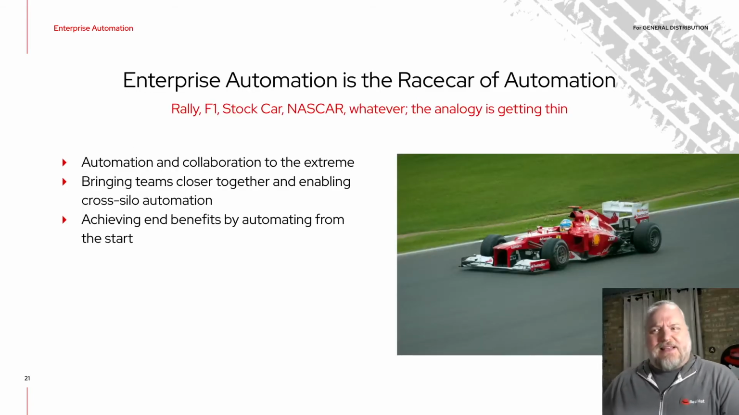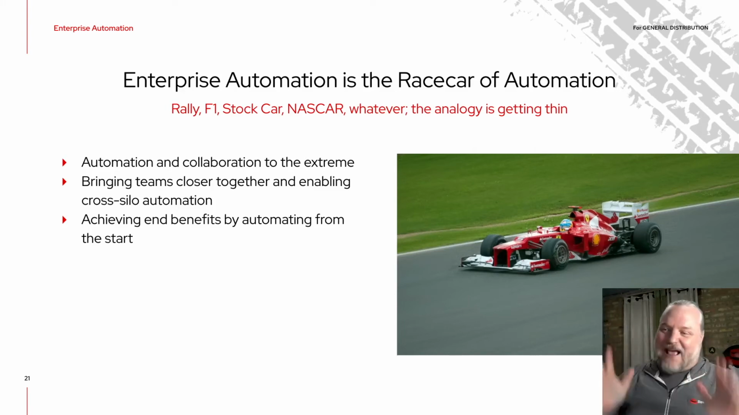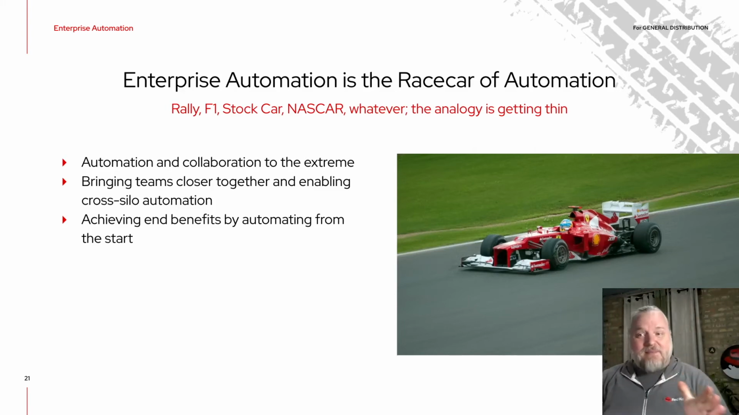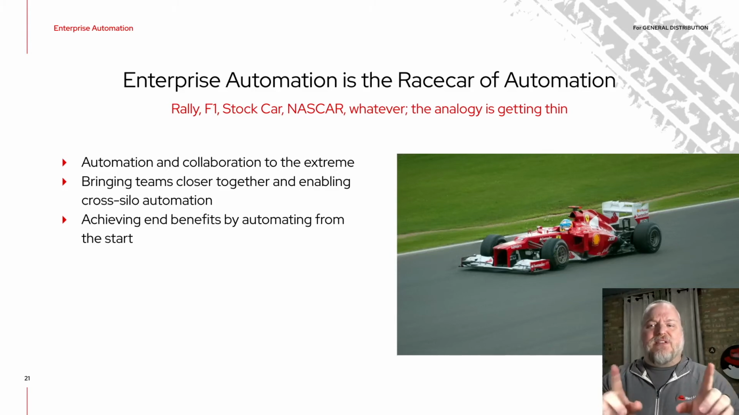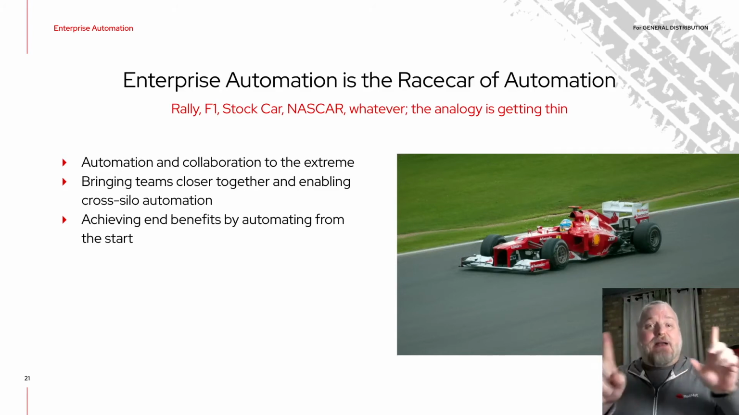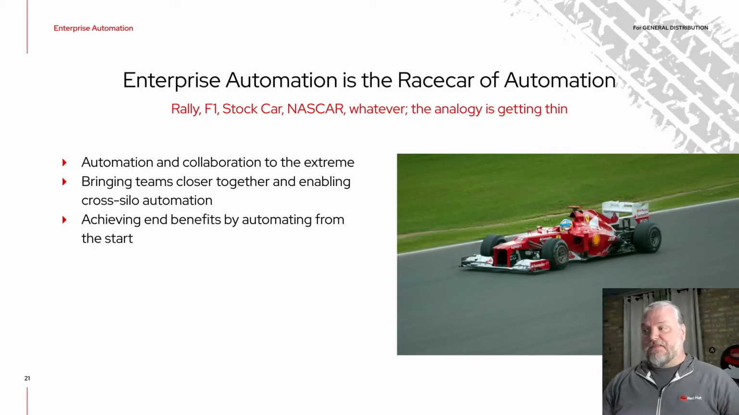So enterprise automation is the race car of automation. Whether it's rally or F1, stock car, NASCAR, whatever it is that you like. My analogy is getting a little thin on this one. But automation and collaboration together to the extreme. That's what enterprise automation is. It's about bringing those teams closer and enabling cross-silo automation. In fact, breaking down silos altogether. It's achieving end benefits by automating everything from the start.